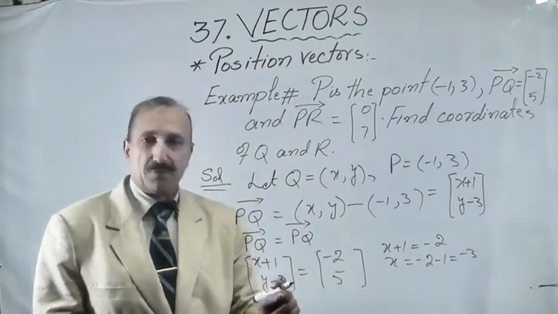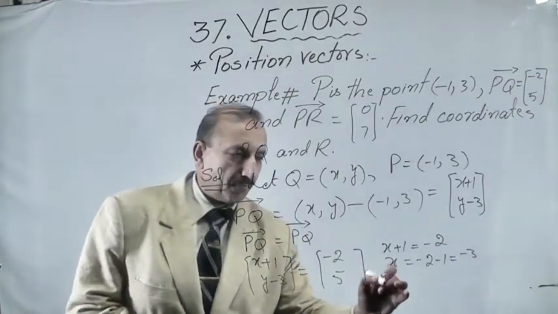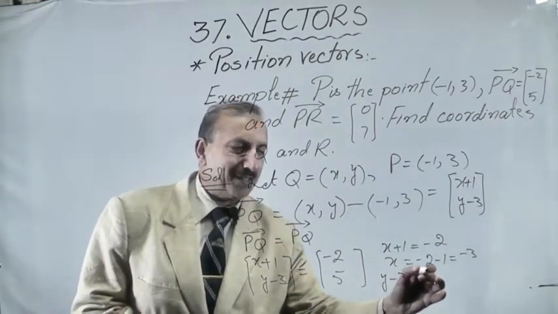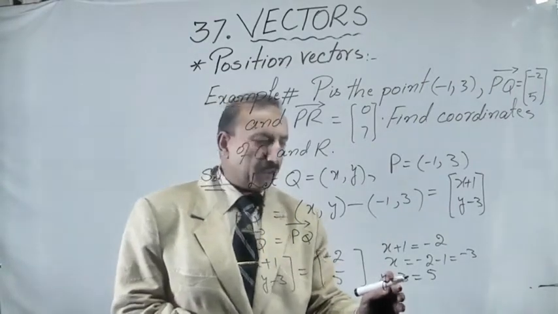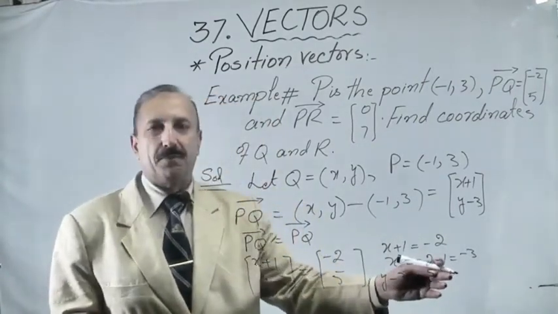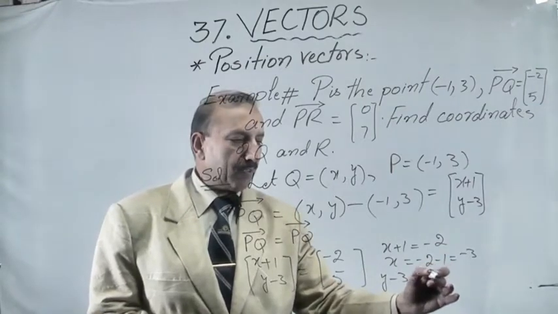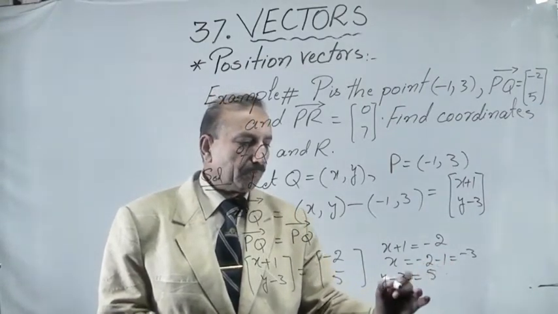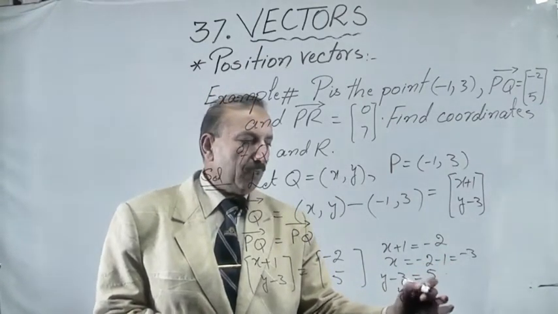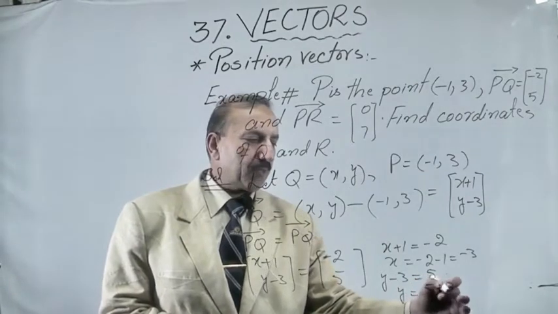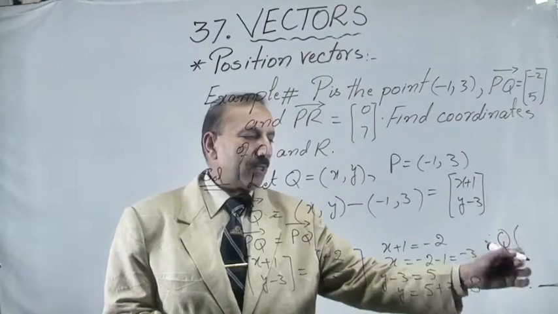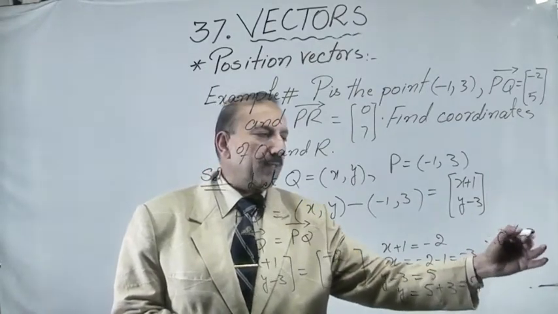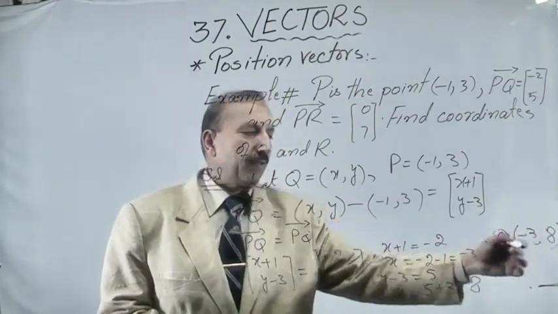Similarly, let's work for the second component. This is y minus 3, that is equal to 5. Let's solve it. When we transfer this 3 to other side, this will become positive. So y will be equal to 5 plus 3, this is equal to 8. Therefore, the point Q has coordinates minus 3 and 8.